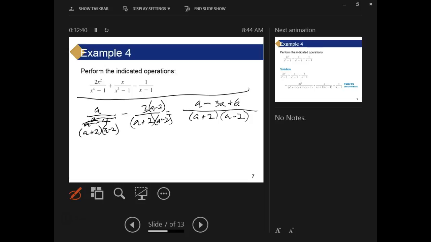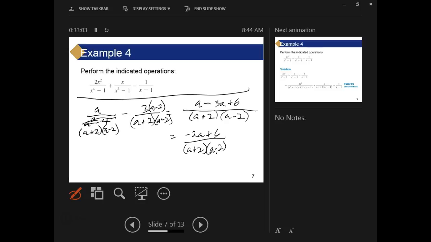Now, are we through? What do we need to do? And what does that give you? Negative 2a plus 6 over... You can do a squared minus 4. Okay, let's leave it factored for now, okay? A plus 2 times a minus 2. And here's why. What can you do with that?